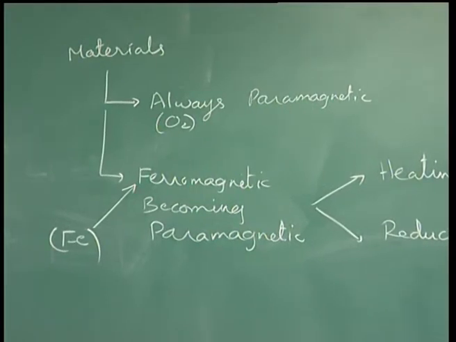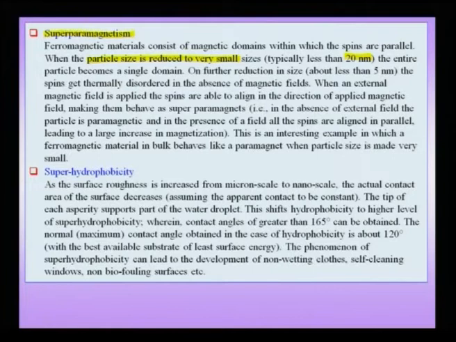So, when you reduce the particle size to very small sizes, typically less than about 20 nanometers, the entire particle becomes a single domain. We had already seen that a bulk magnetic material is split into multiple domains. Now when the particle size goes below 20 nanometers, and it is a single crystal, the particle cannot support any domain walls, because the domain wall thickness is too large and the particle size is too small. Therefore, the entire particle becomes a single domain. At this stage, this material is still ferromagnetic, even though it is a single domain.